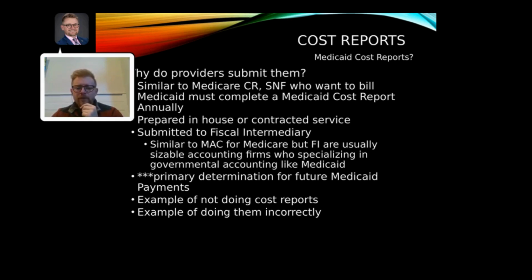Another example of doing them incorrectly: sometimes a company will do them in house, they do them wrong, and then when the fiscal intermediary comes in, they're going to identify these errors within your cost report related to how you're allocating your expenses, and you're going to get penalized quite heavily. And I have a couple examples of that on the next slide.